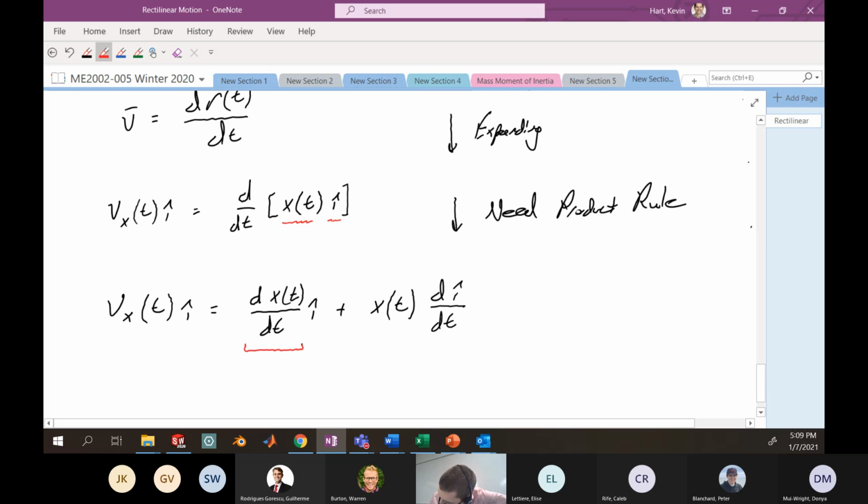This here is the magnitude of your velocity in the x direction. These are sort of one and the same. The reason I want to expand this out is because I want to talk about this derivative here, the change in the unit vector I as a function of time. What is this derivative? You have a fixed coordinate system. How does the unit vector I change as a function of time?